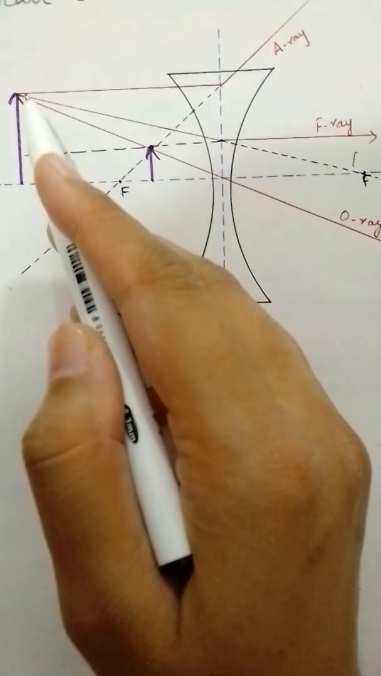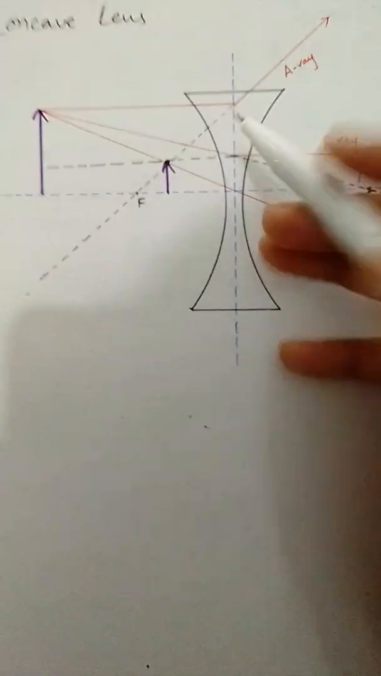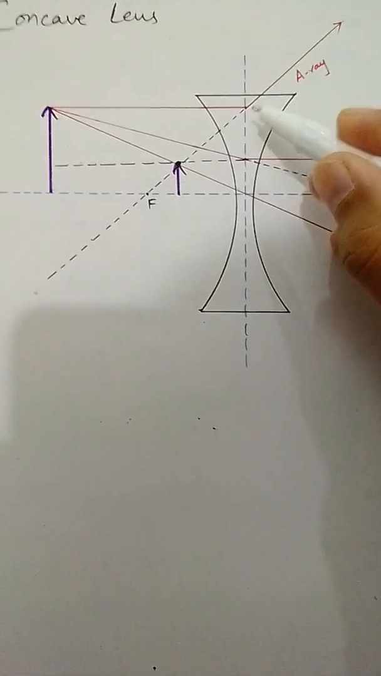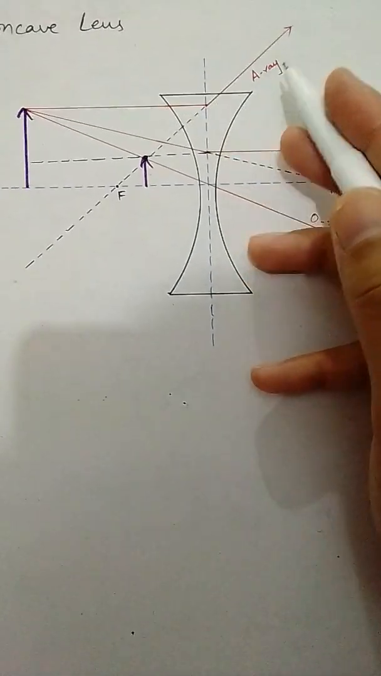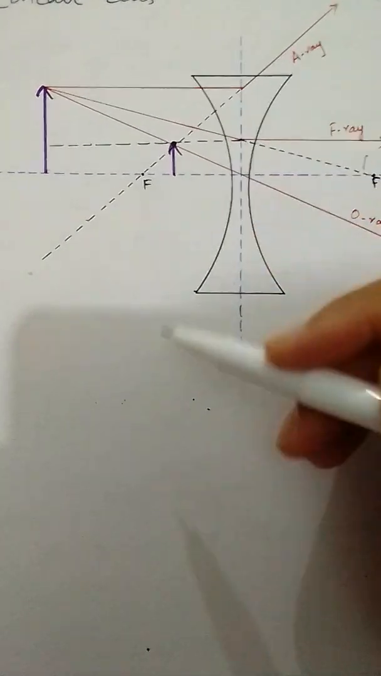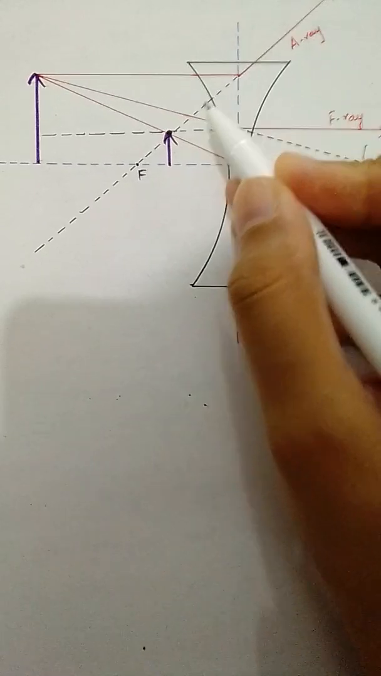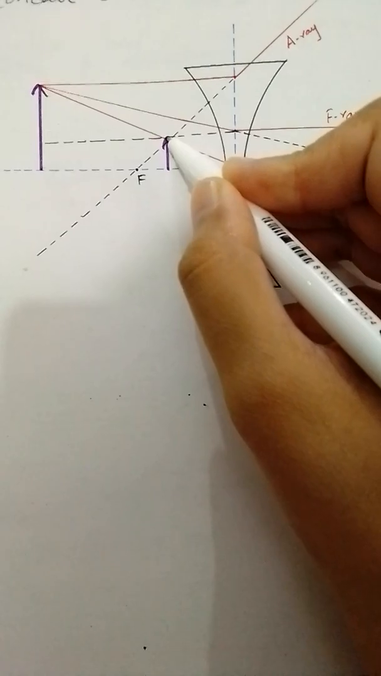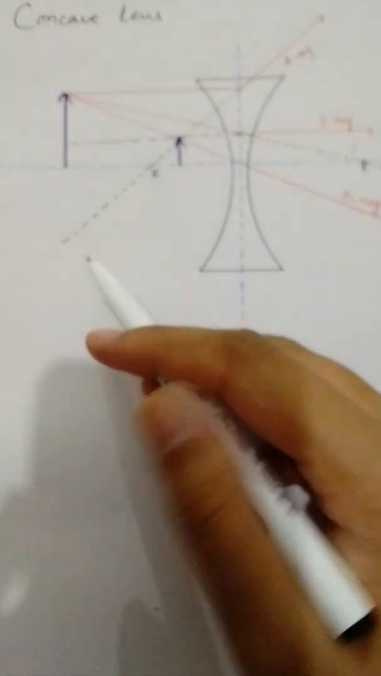The first one is A ray. It would just strike the lens, and after striking the lens it would get dispersed. It's just going to flow away, it's never going to meet any line again. So how are we going to get our intersection point? Of course we will just retrace this line back and get it right here. We're going to trace back this line again.